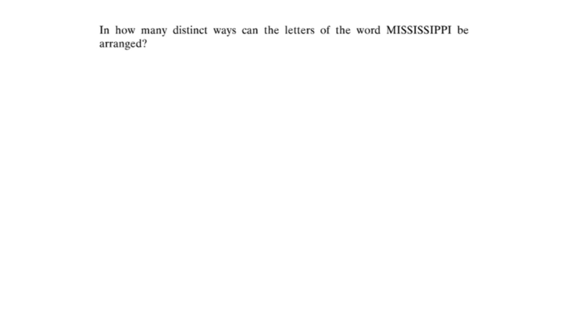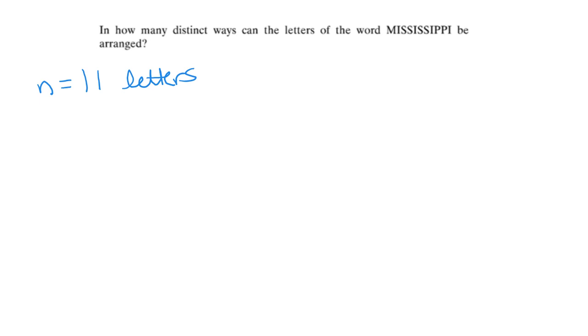In how many distinct ways can the letters of the word Mississippi be arranged? So what we should do first is count how many letters are in Mississippi. And it looks like 1, 2, 3, 4, 5, 6, 7, 8, 9, 10, 11. So we have 11 letters that make up the word Mississippi. So total number of letters, I'm just going to call that my n. So that's my numerator, my n factorial.